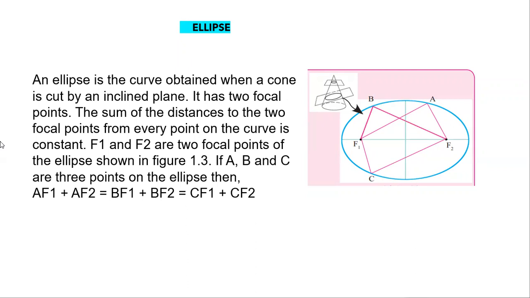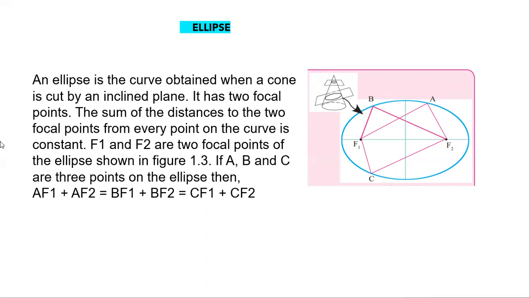On the major axis, 2 fixed points are there, F1 and F2. These points are called the foci of the ellipse. The plural form of focus is foci. These are the foci of an ellipse. And it is found that the sum of the distances to the focal points from every point on the curve is a constant. That is, A, B, and C are 3 different points on the ellipse.